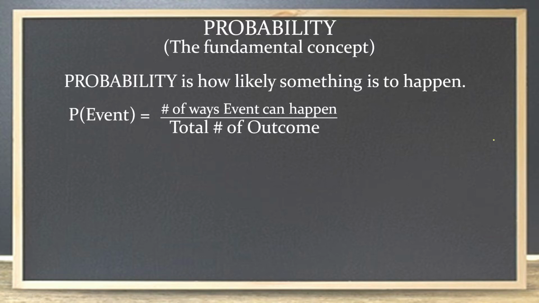Some authors will say the sample space. The sample space is just the total number of sets within the outcome of that identical event. So in other words, we can also say probability is equal to the event over the outcome.